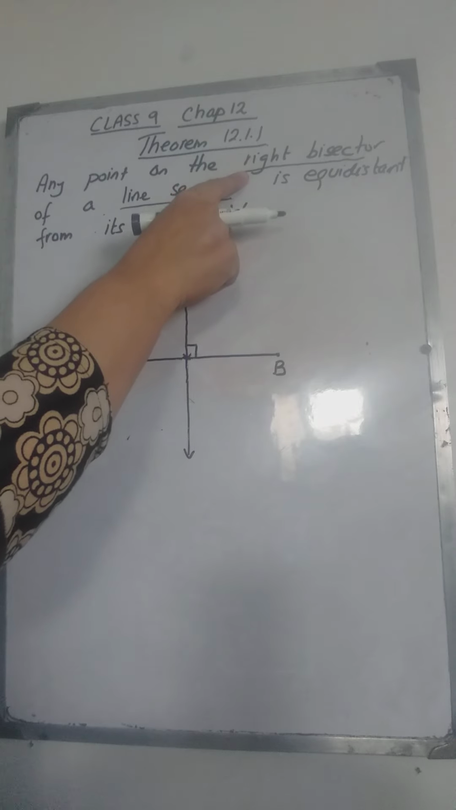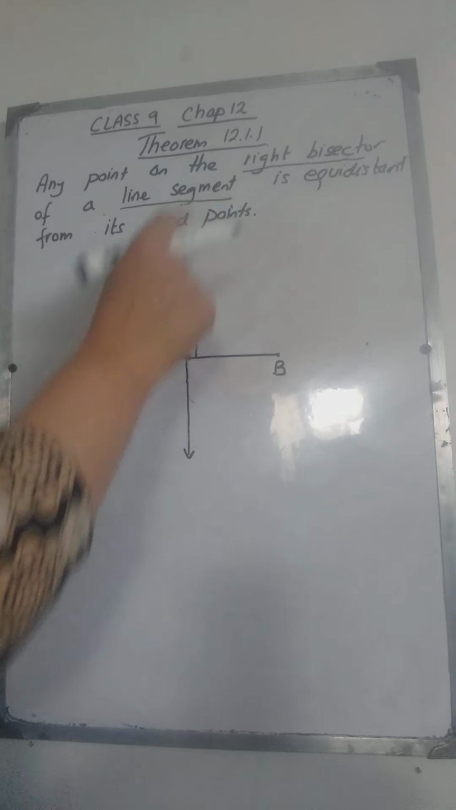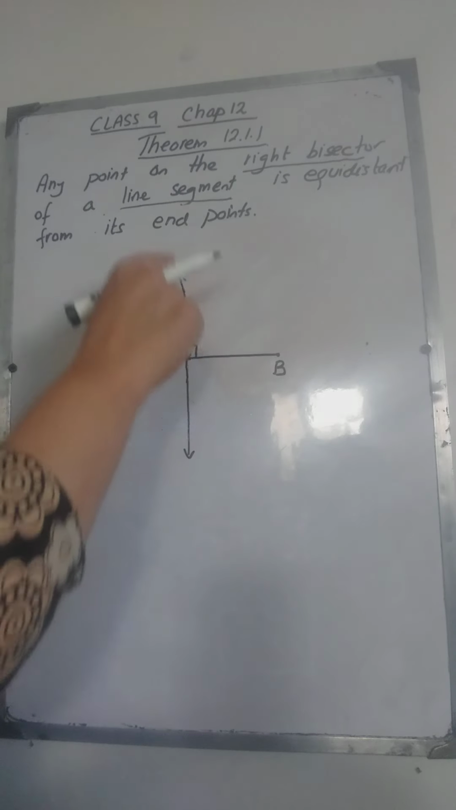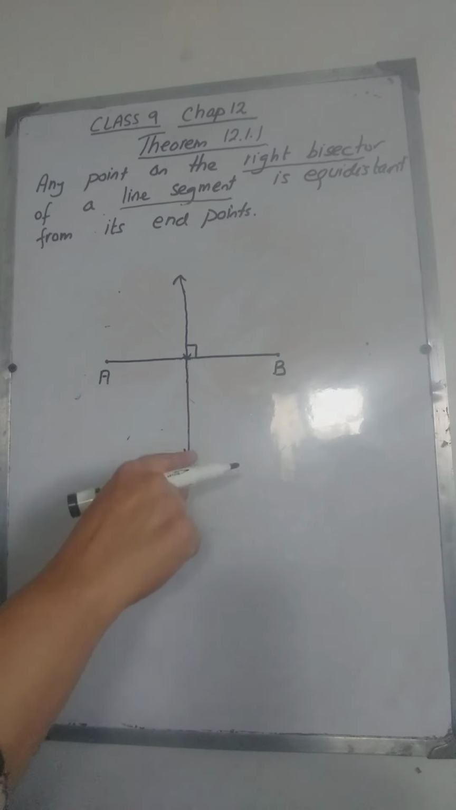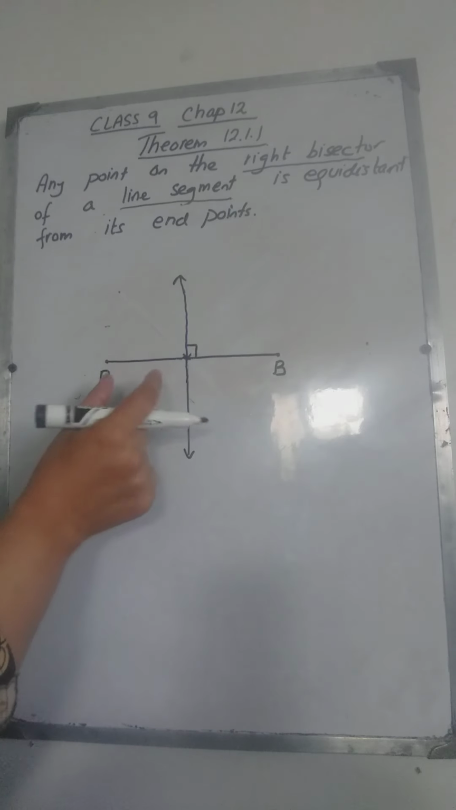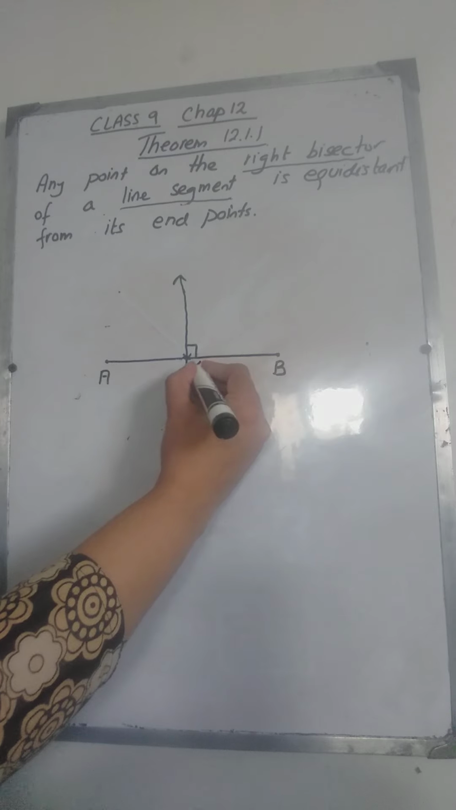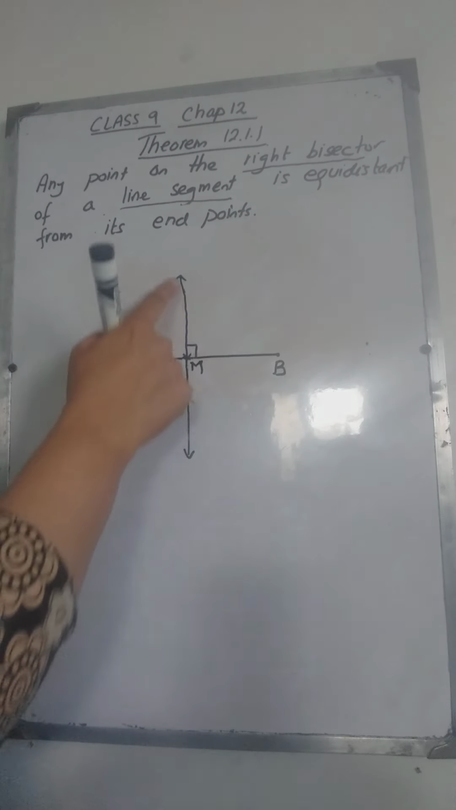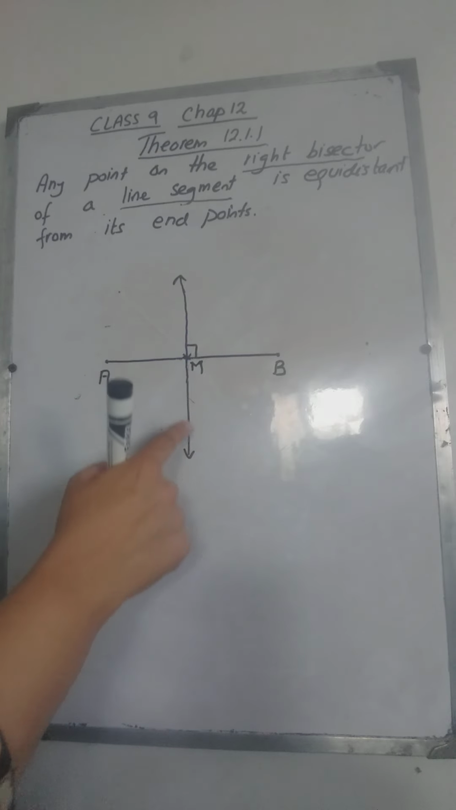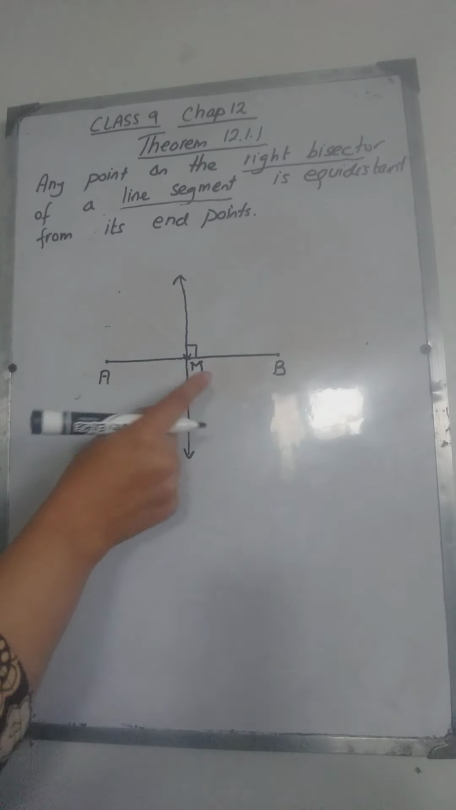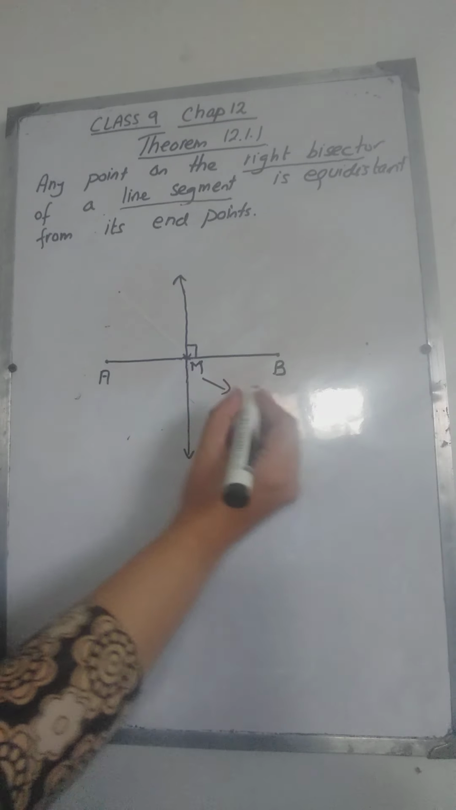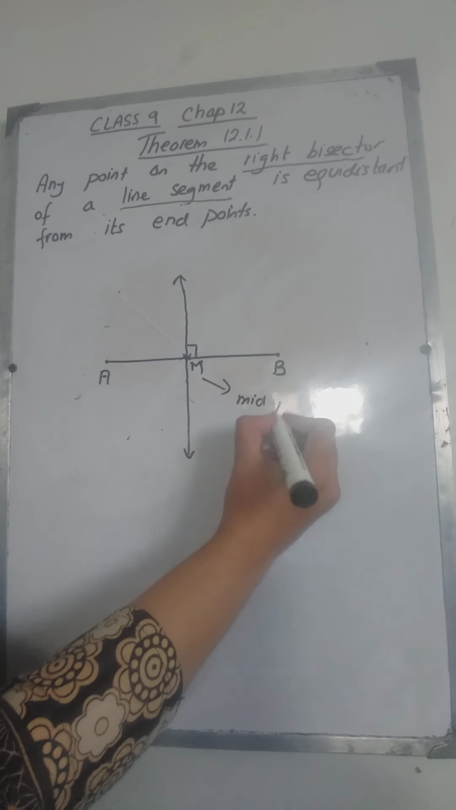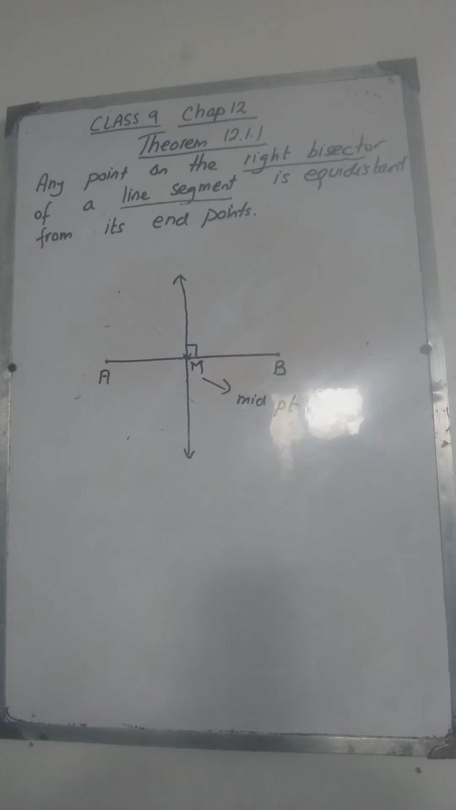The right bisector has a right angle with AB, so this will be the vertical line, because a vertical line will cut AB into two equal halves. It means that if I take M as this point, then AM will be equal to MB, because this line divides AB into two equal halves. In other words, M is the midpoint of this line.